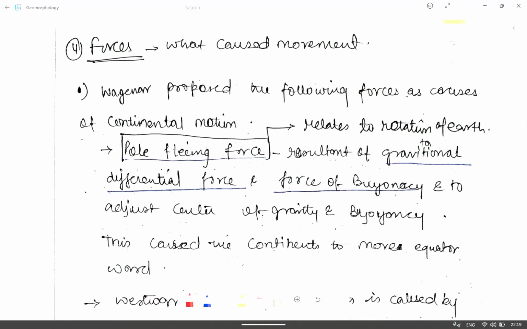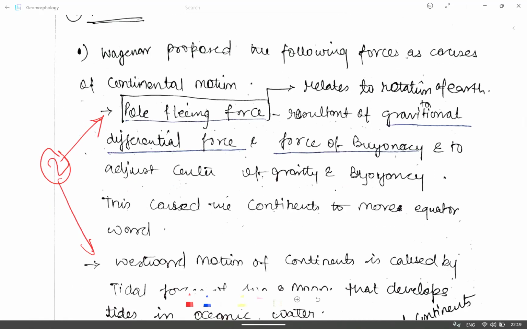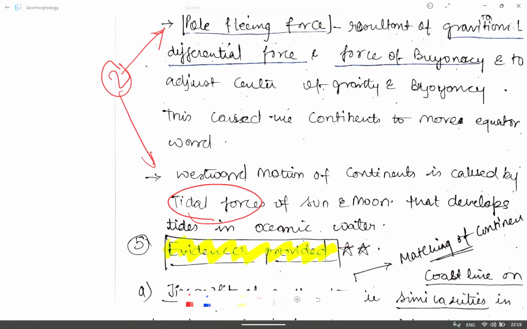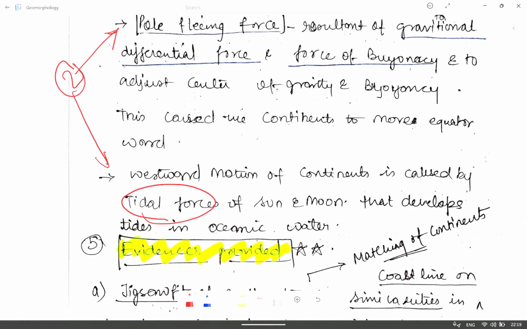Now, the forces: why did this movement happen, were there such forces? So Wegener proposed that there are some forces and causes because of which there was this continental motion. There were two: one was the pole fleeing force and the other was the westward motion of continents. Pole fleeing is that because the Earth is constantly rotating on its surface, the resultant gravitational differential forces and forces of buoyancy adjust the center of gravity and buoyancy. These cause the continents to move equatorward. The second is westward motion, which is caused due to tidal forces of the sun and moon, which develop due to oceanic water.